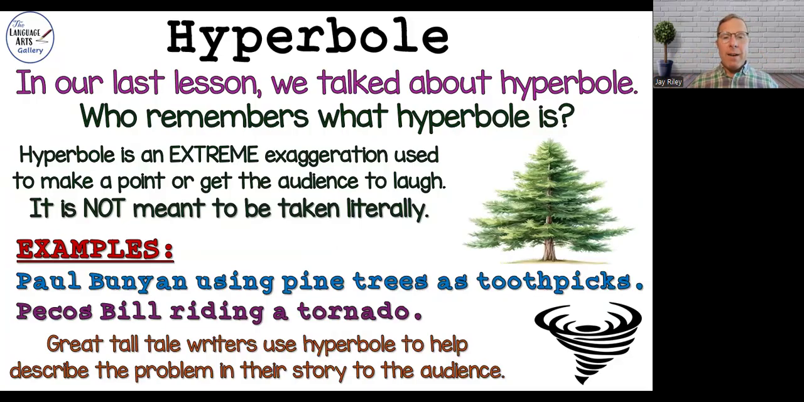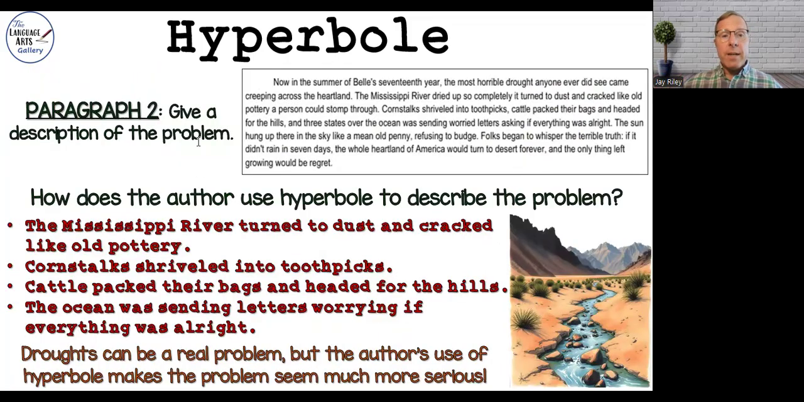So here I've got some examples from some famous tall tales. Paul Bunyan using pine trees as toothpicks, and Pecos Bill riding a tornado. So remember, if you're going to be a tall tale writer, you want to use hyperbole to describe the problem in the story. So here is paragraph 2. Now, we didn't read through the entirety of this text, but this gives a great description of the problem.